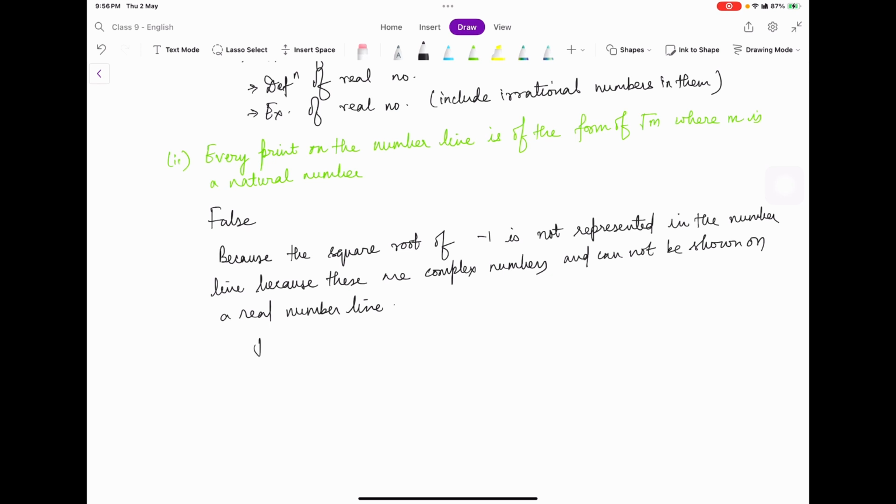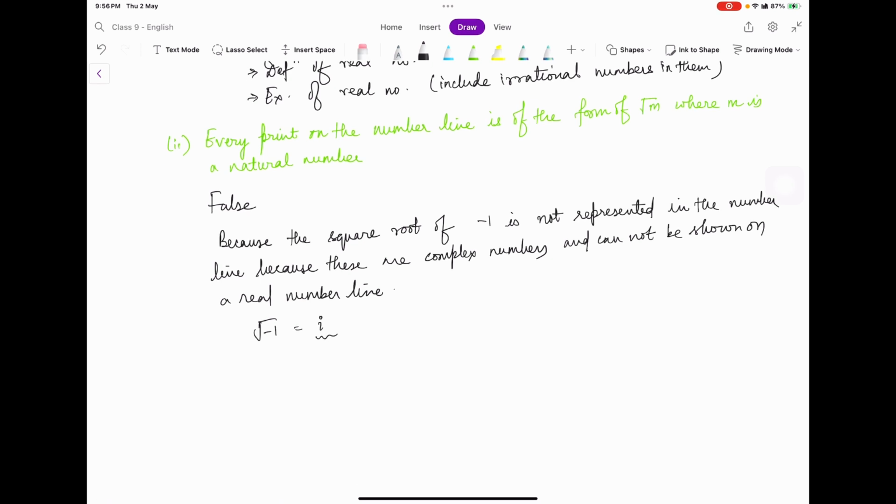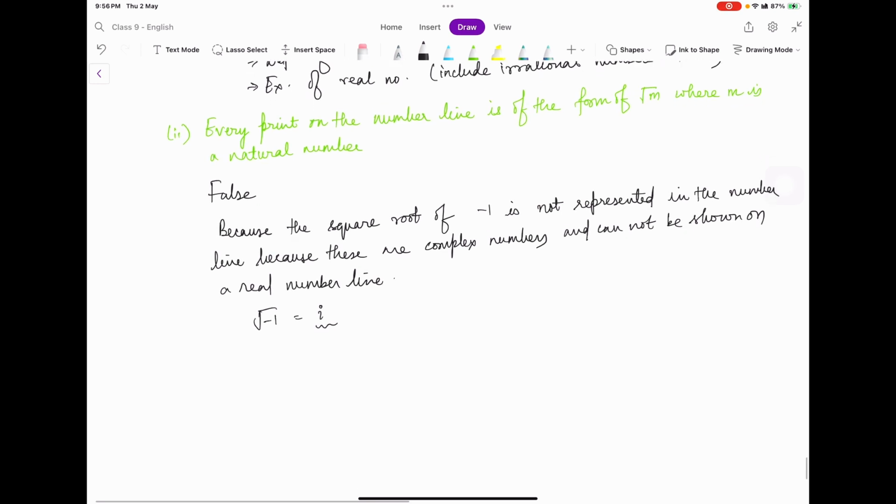Okay, so the value of root -1 is i. Okay, this is a complex number that you will learn in higher classes, that is 11th and 12th, so there is no point now, but the above statement is false. Okay, because on a number line the square root of -1 cannot be represented.